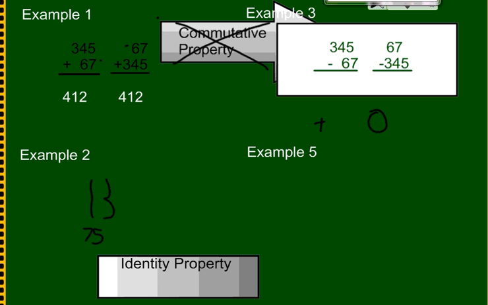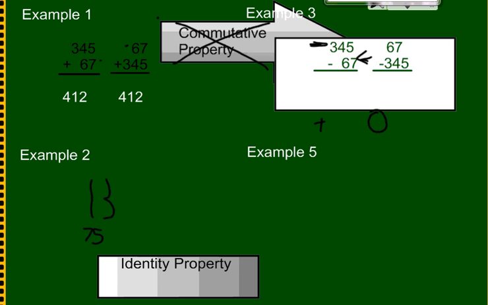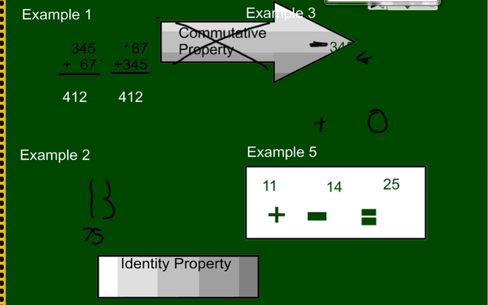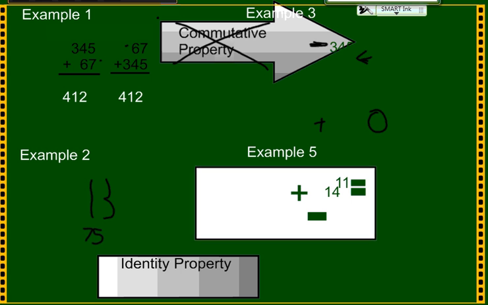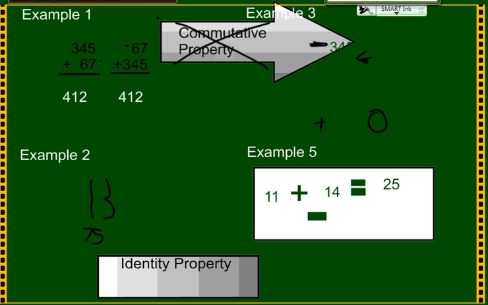When I subtract, I have to have the larger number on top and the smaller number on bottom. And last but not least, we get into the idea of fact families. If I take 11 plus 14, that's going to equal 25. And I can rearrange these, and I still get the same idea. I can understand that 14 plus 11 equals 25, just like 11 plus 14. Either order, I'm still going to get an answer of 25.